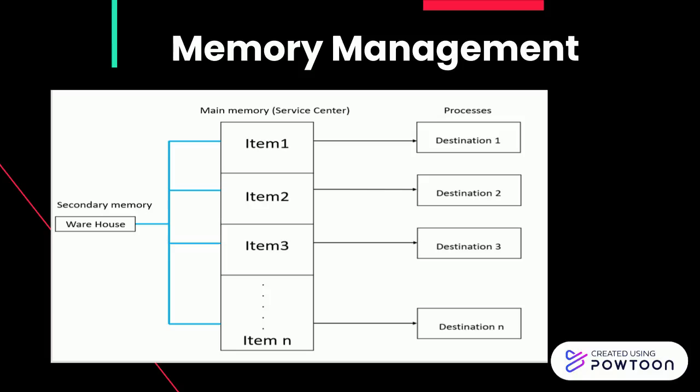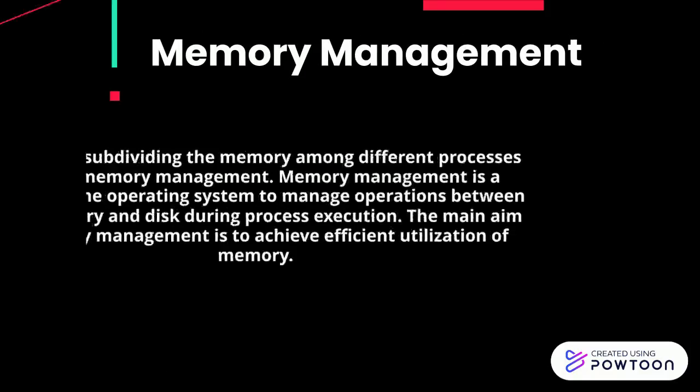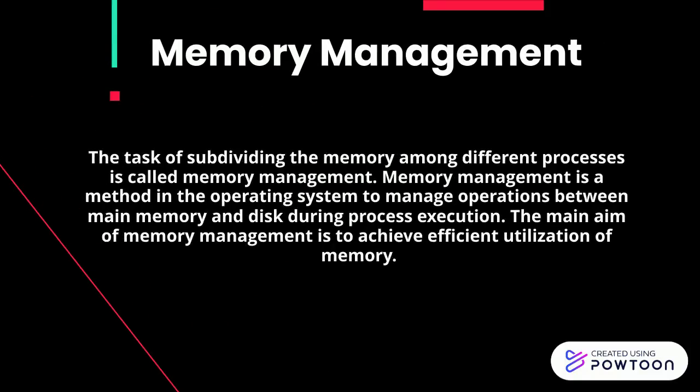So having understood it with an example, let us look at the definition of memory management. It goes like this. The task of subdividing the memory among different processes is called memory management. Memory management is a method in the operating system to manage operations between main memory and disk during process execution. The main aim of memory management is to achieve efficient utilization of memory.